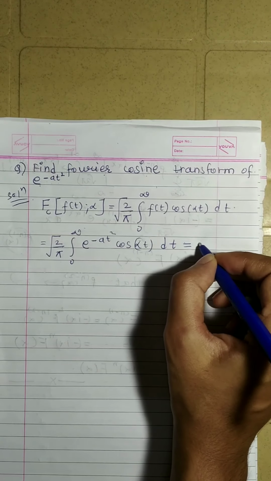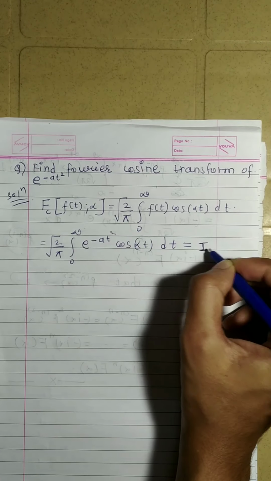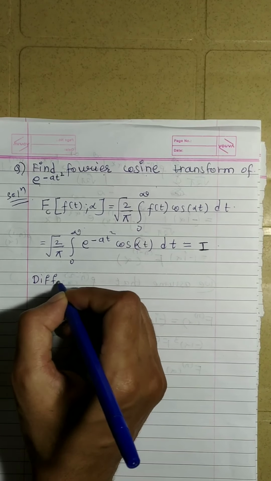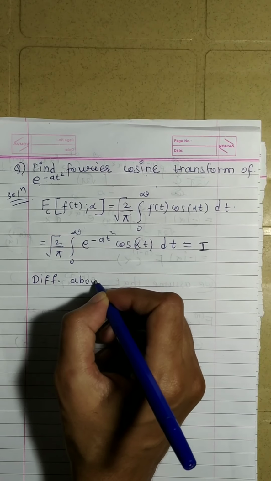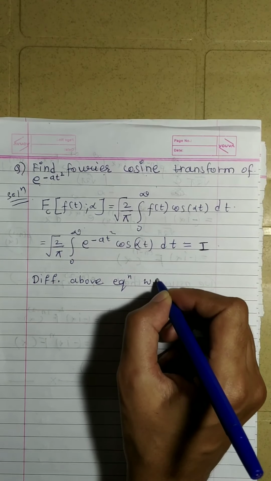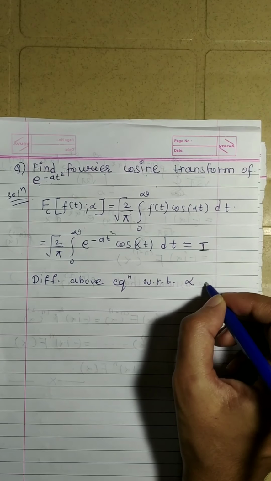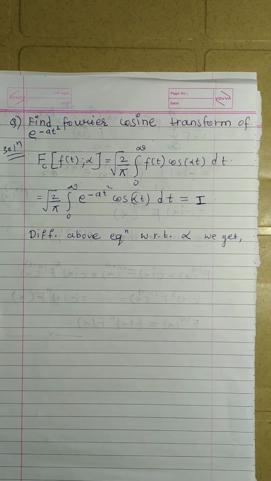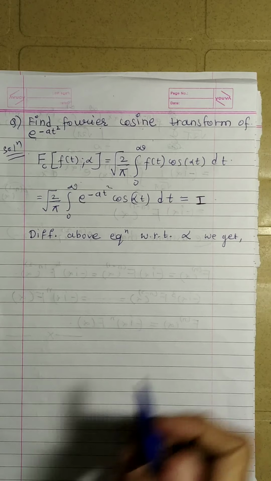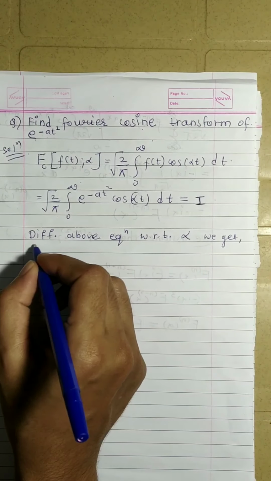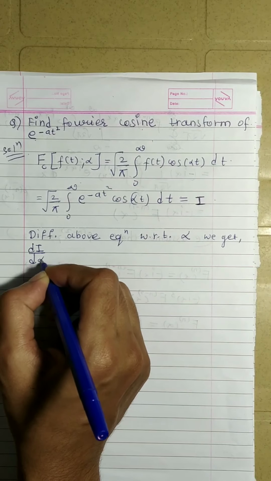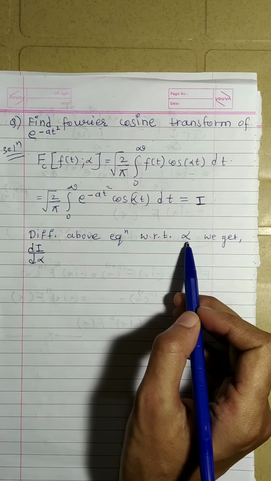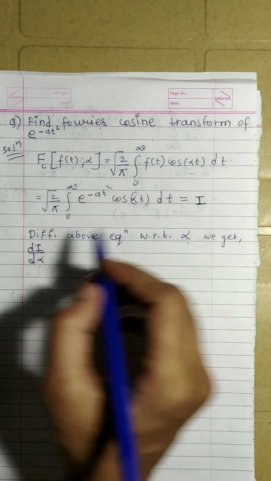Let us suppose this is equal to I. Now differentiating the above equation with respect to alpha, we get, you can see here, this will be a function of alpha, and so we are differentiating it with respect to alpha. This I will be a function of alpha.